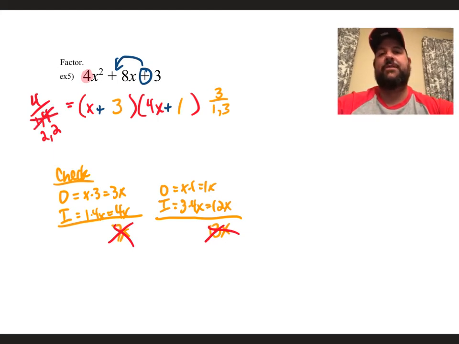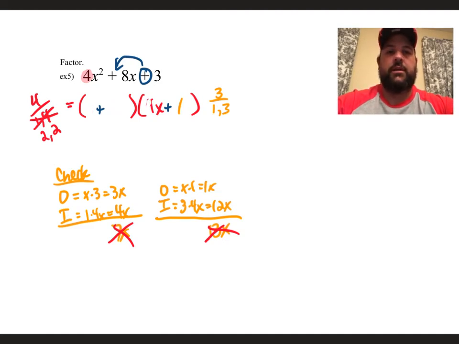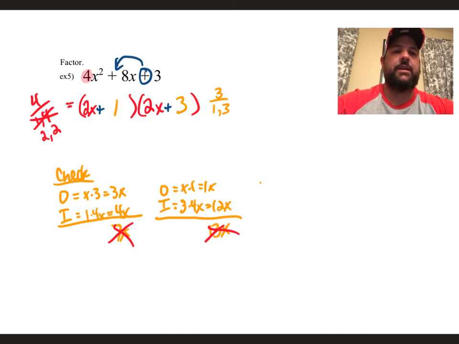So I must have to use the 2 and the 2. So let's get rid of all of this stuff first. Now that means I'm going to use 2x and 2x. And when I go back, I had to use 1 and 3. So I'll just plug in the 1 and the 3. Doesn't matter what order. Let's do our check.